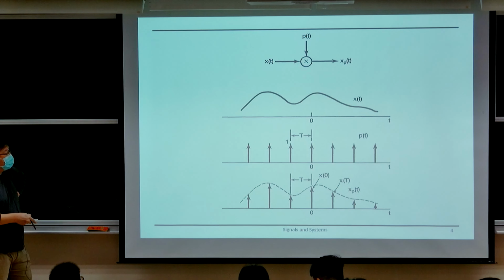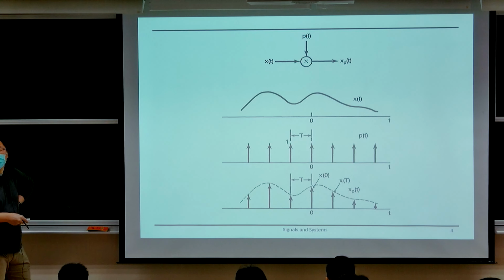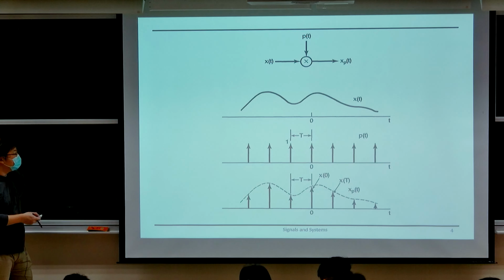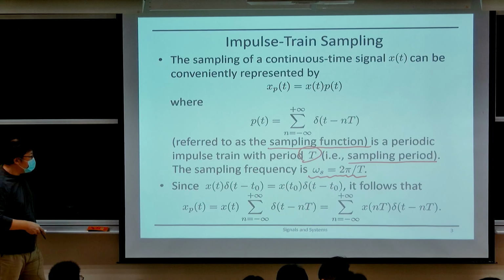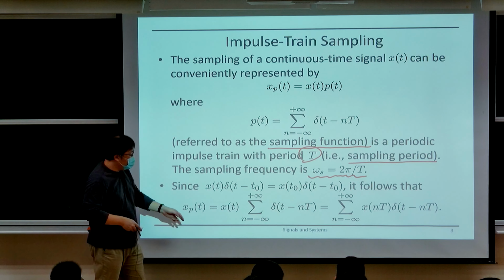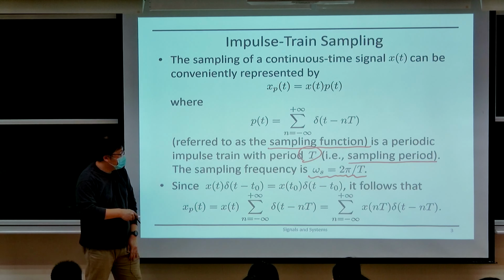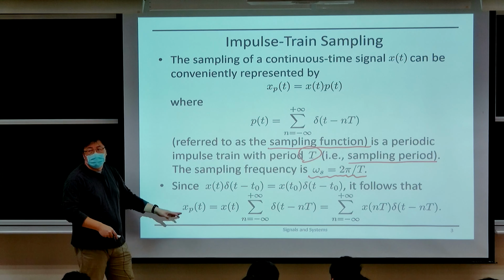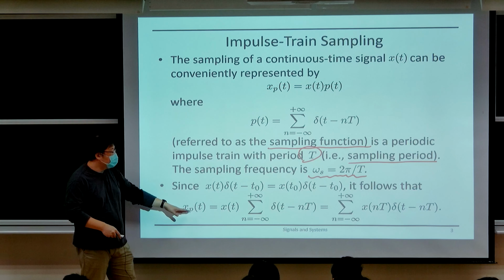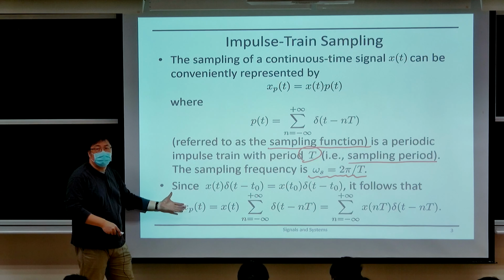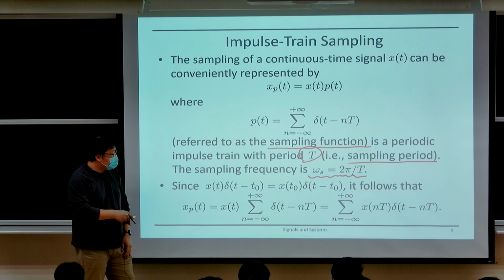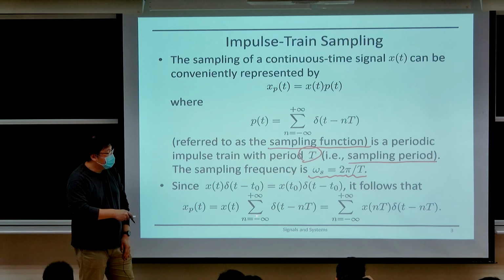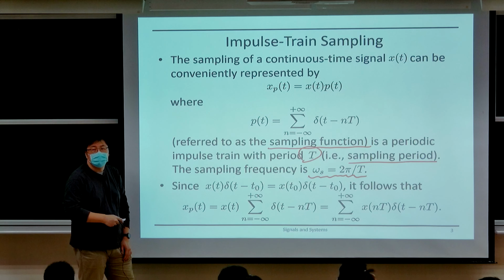What does this look like in the frequency domain? In the time domain, x sub p of t is x of t times p of t, which is this impulse train. So by the multiplication property, if you take the Fourier transform of x sub p of t, then you would get the Fourier transform of x convolved with the Fourier transform of p of t.